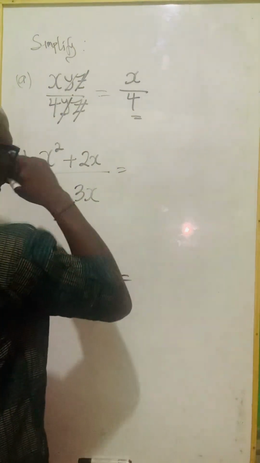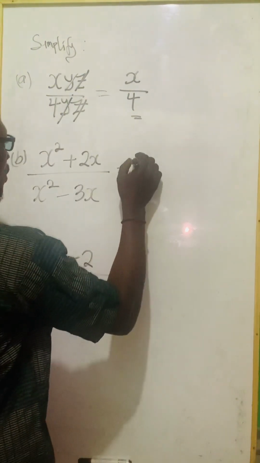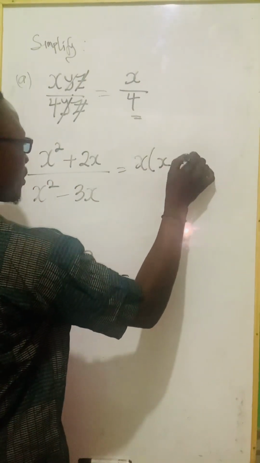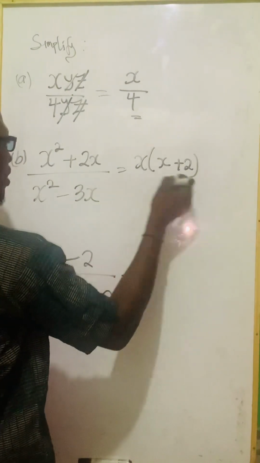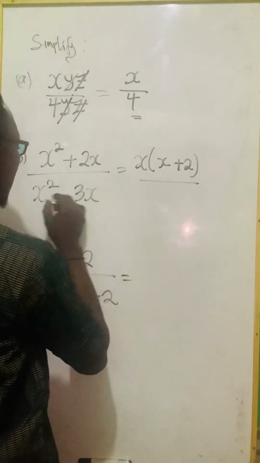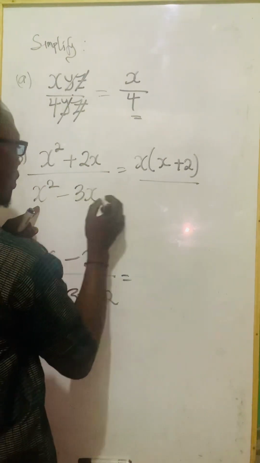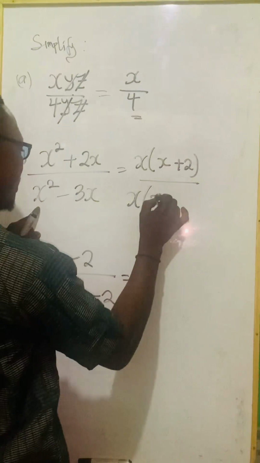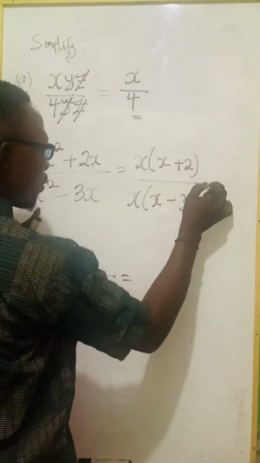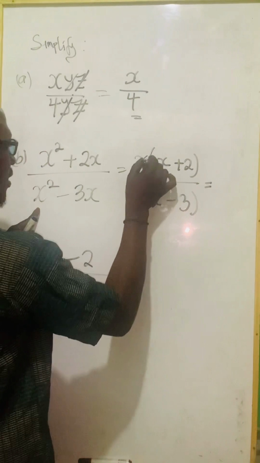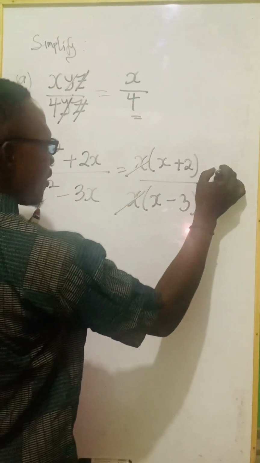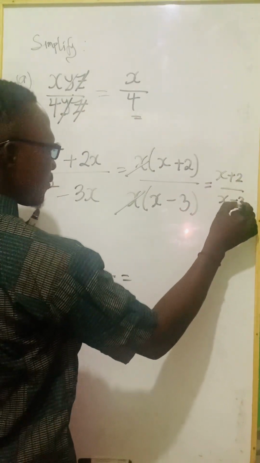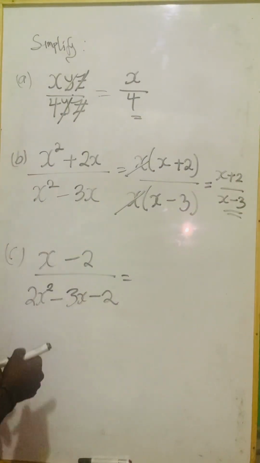So here we have x on both sides, so we can factorize x out. We have x times x plus 2. Remember, if you multiply this inside, you get back to this. Below, we have x here too, so we factorize x out of the other x, leaving x minus 3. This x can cancel this x. We have x plus 2 all over x minus 3. As simple as that.